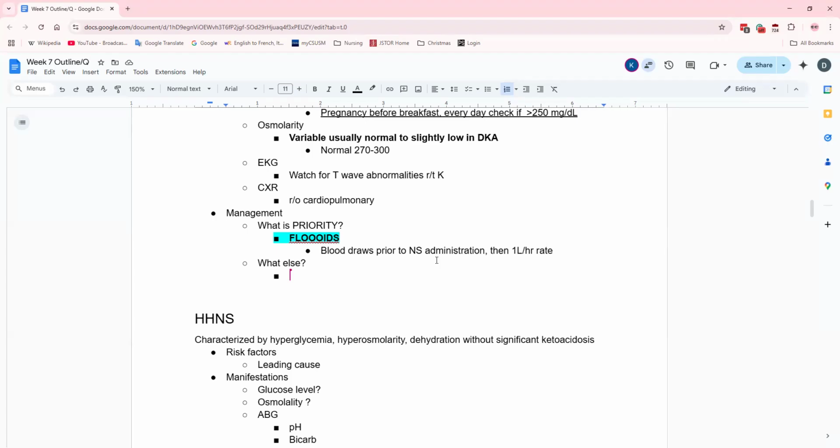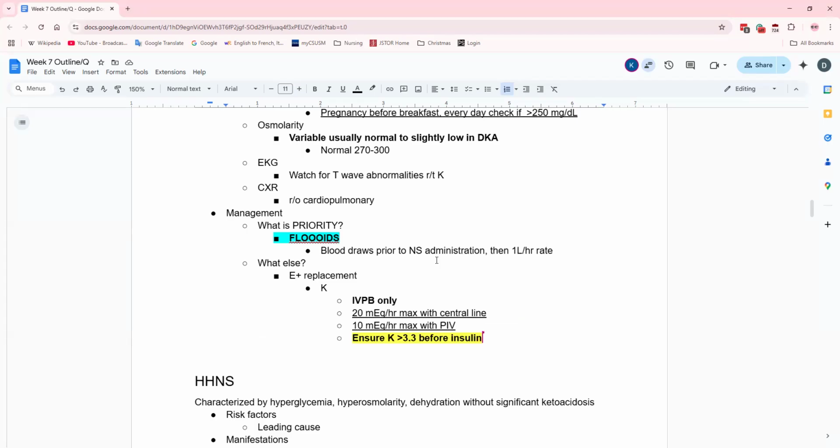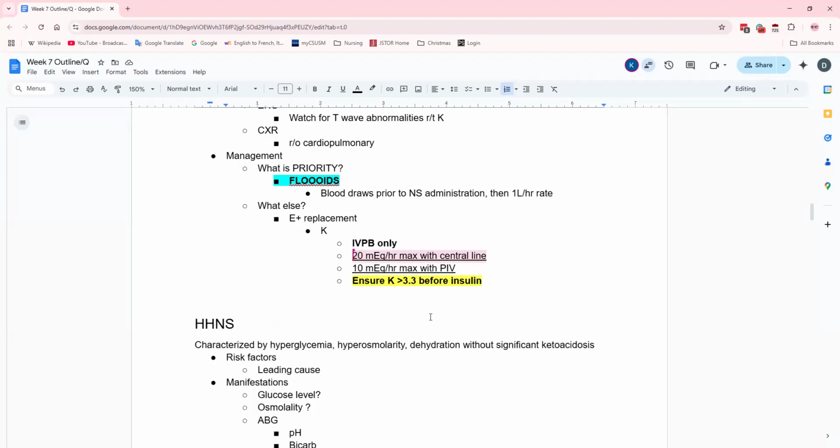But yeah, I know we mentioned electrolyte replacement. Now your potassium, that one is going to be IV piggyback solely. If you have a central line, your max rate will be higher. This is also dependent on hospital policy, so mind you on that. If you have a peripheral line, 10 is your max, and then your central line, 20 is your max per hour.